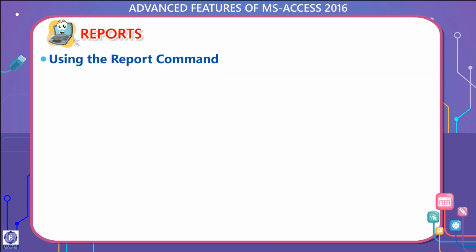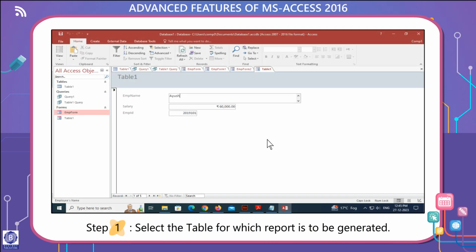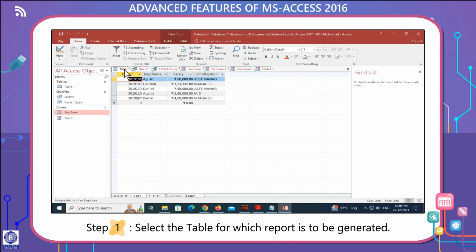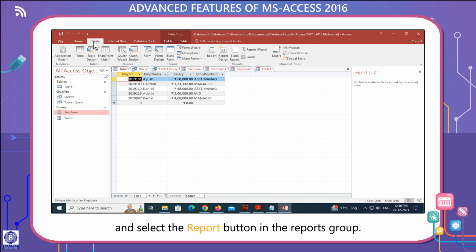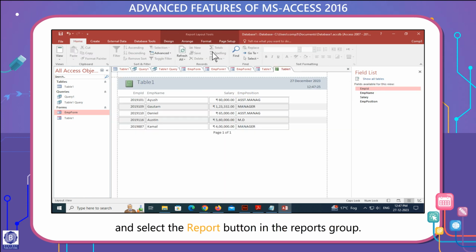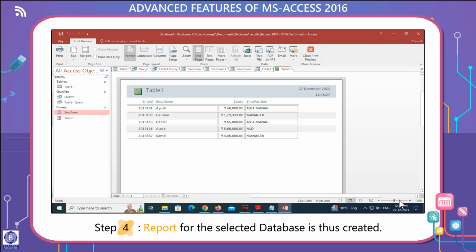Using the report command. Follow these steps to use the report command. Step 1. Select the table for which the report is to be generated. Step 2. Go to the Create tab and select the Report button in the Reports group. Step 3. Click the Print Preview button at the bottom of the layout window of the report screen. Step 4. The report for the selected database is thus created.